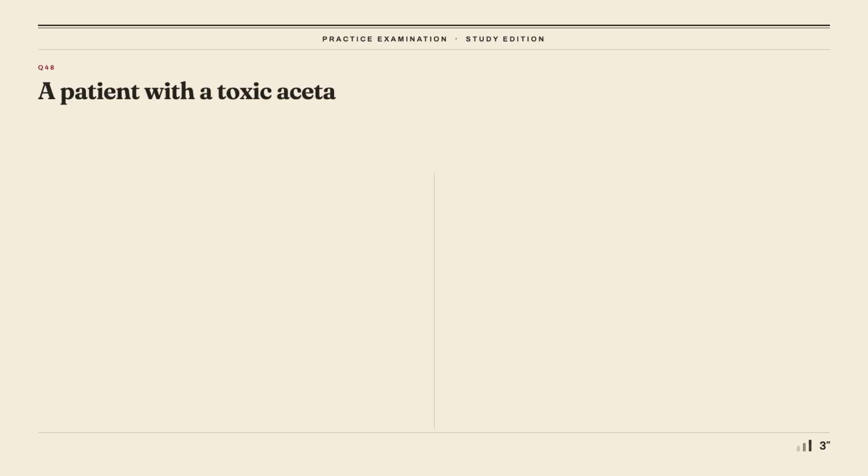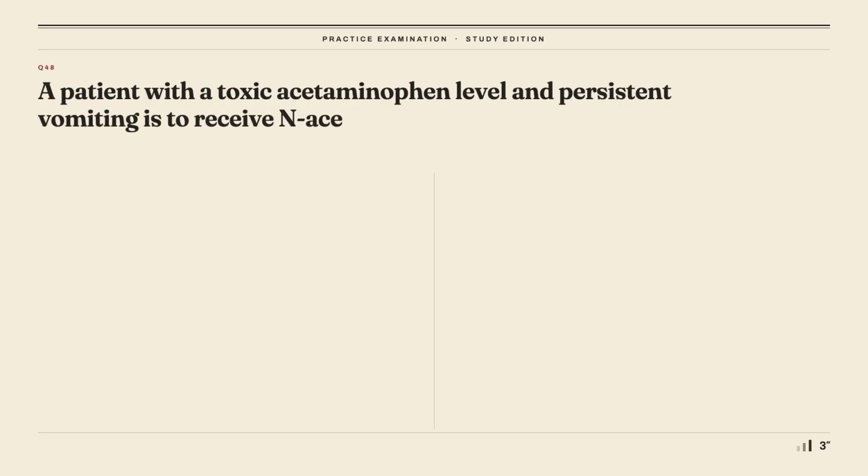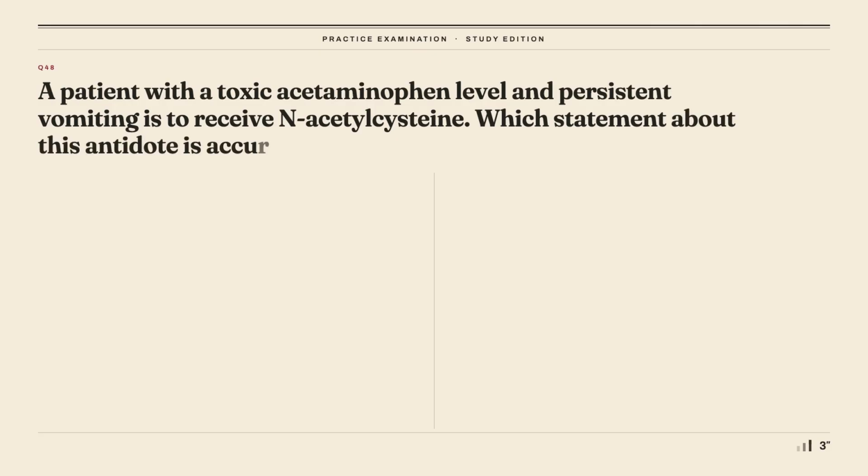Question 48. A patient with a toxic acetaminophen level and persistent vomiting is to receive N-acetylcysteine. Which statement about this antidote is accurate?